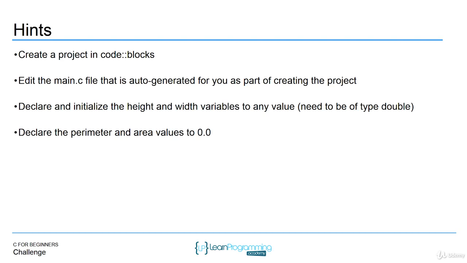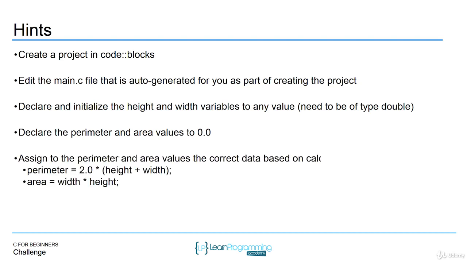As far as the other variables, the perimeter and area values, those are going to be calculated, so you don't want to assign any data to them hard-coded. You can just initialize them to 0.0. And then later in the program, you can assign values to them based on your calculations.